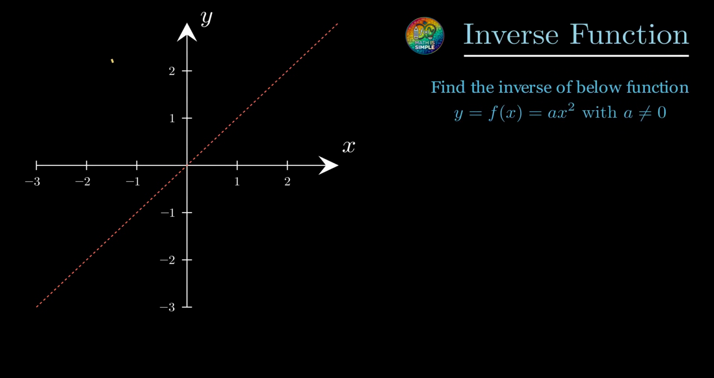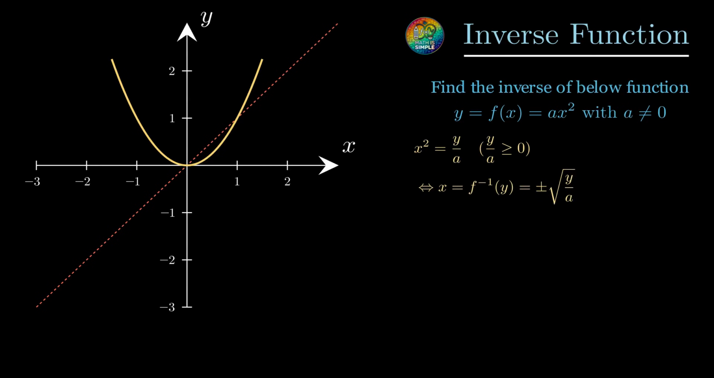Now let's explore what happens when we try to find the inverse of a quadratic function y equals f of x equals ax squared. The similar process gives us y equals plus or minus square root of x over a. Notice that plus or minus sign. It means one single input produces two outputs. By definition, a function can only assign exactly one output to each input. Therefore, f of x equals ax squared does not have a true inverse function for all real numbers.